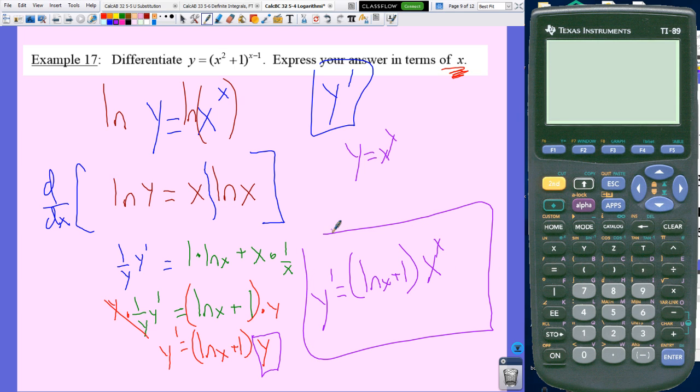Looks gross, but we just did the work. All right, I think that's it. Yep, we're done.